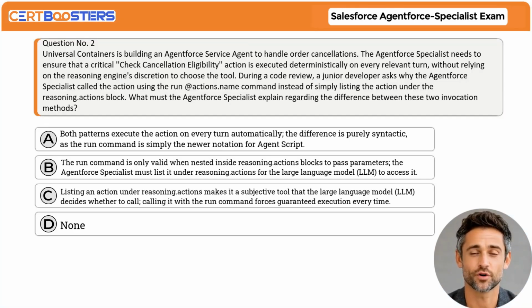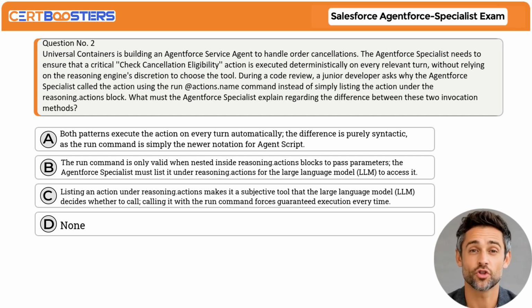Universal Containers is building an Agentforce service agent to handle order cancellations. The Agentforce specialist needs to ensure that a critical check cancellation eligibility action is executed deterministically on every relevant turn, without relying on the reasoning engine's discretion to choose the tool.